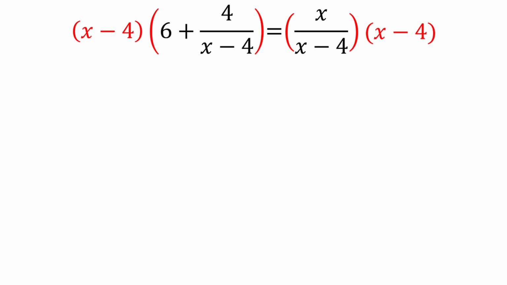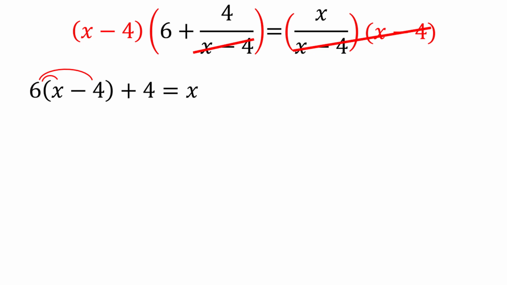Now, since we have an additional term of 6 on the left-hand side, it will also need to be multiplied by x minus 4. The two terms with x minus 4 on them will both have cancellations, and we will be left with 6 times x minus 4 plus 4 is equal to x. Now we need to distribute the 6 to the x minus 4. This gives us 6x minus 24 when we distribute, plus 4 on the left-hand side.